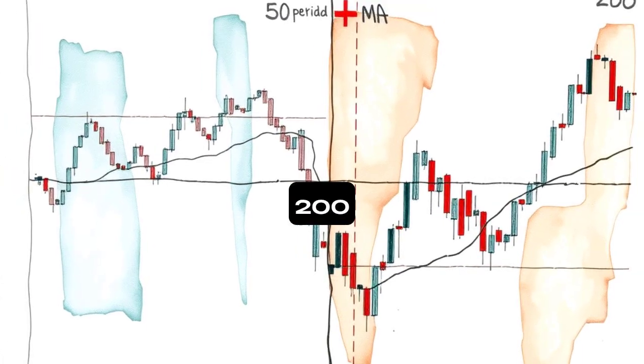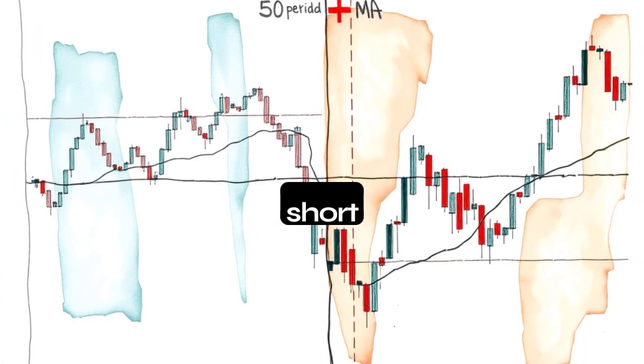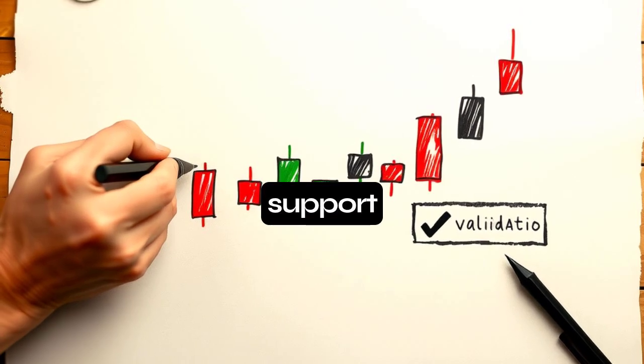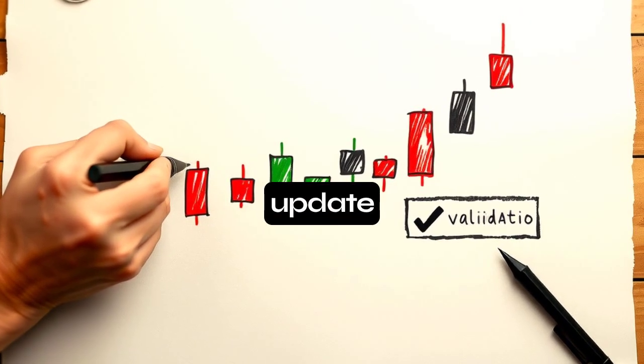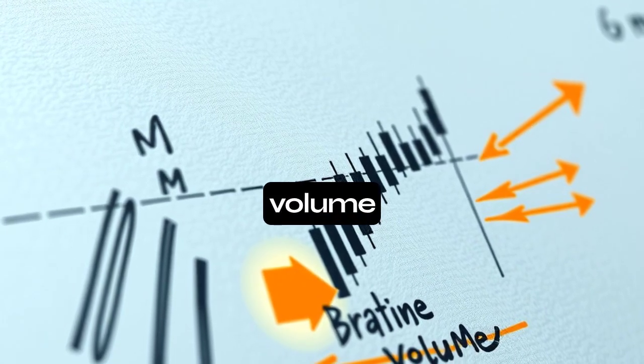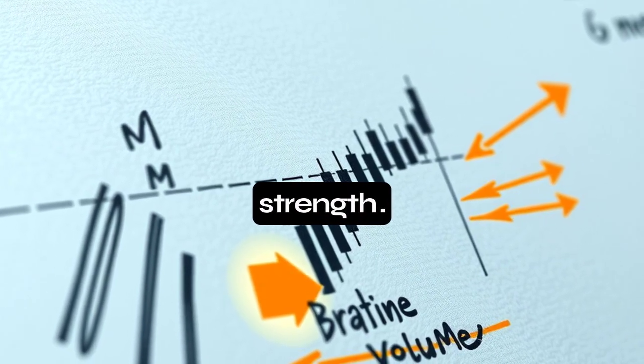Use 50 and 200 moving averages to identify short and long-term trend direction. Draw trend lines to mark support and resistance zones. Update them frequently. Check volume to confirm moves. Rising volume validates breakouts and trend strength.